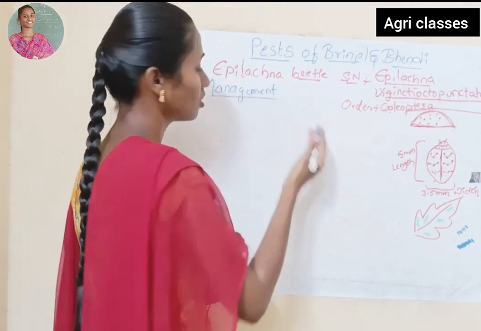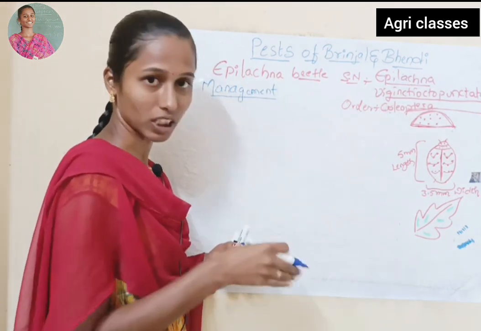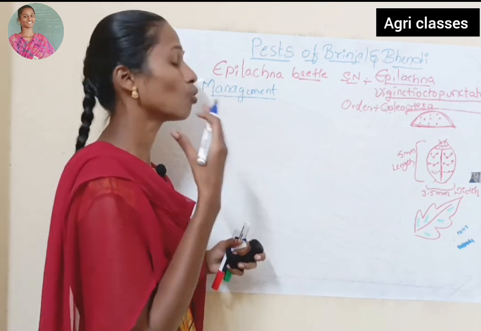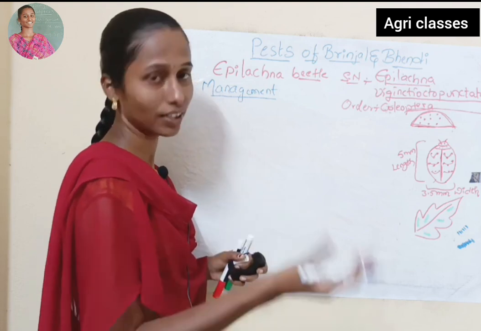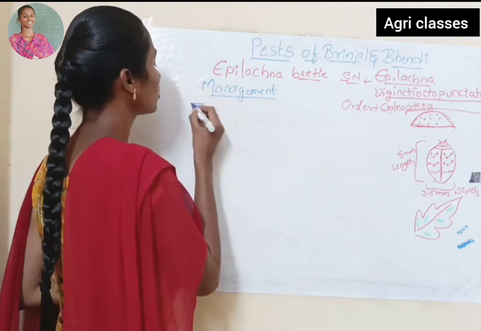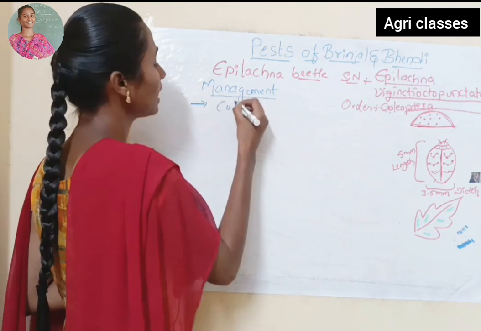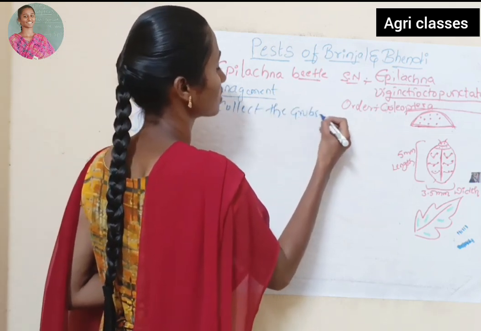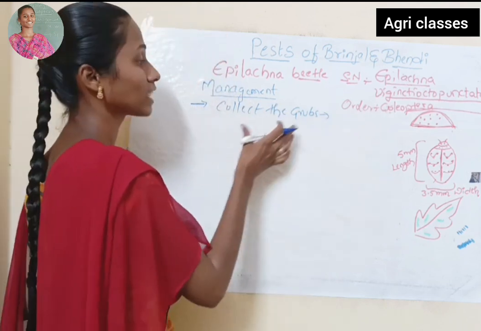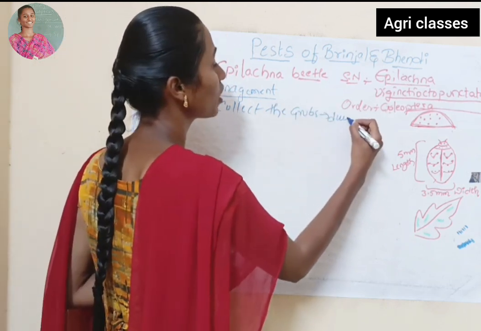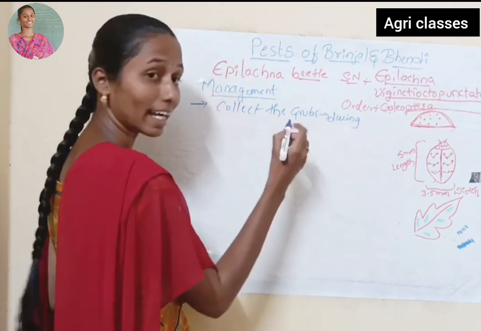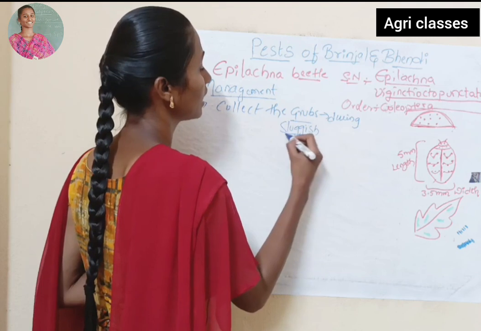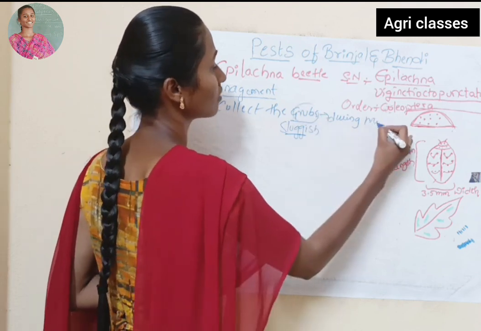So first of all, we should go with physical methods, biological methods, whatever cultural methods. Then if there is no control with these methods, we can go with the chemical methods. So first of all, we should collect the grubs during morning hours with hand. Okay, hand collection of the grubs during morning hours because they are sluggish in nature. So we can easily collect these grubs during morning hours.